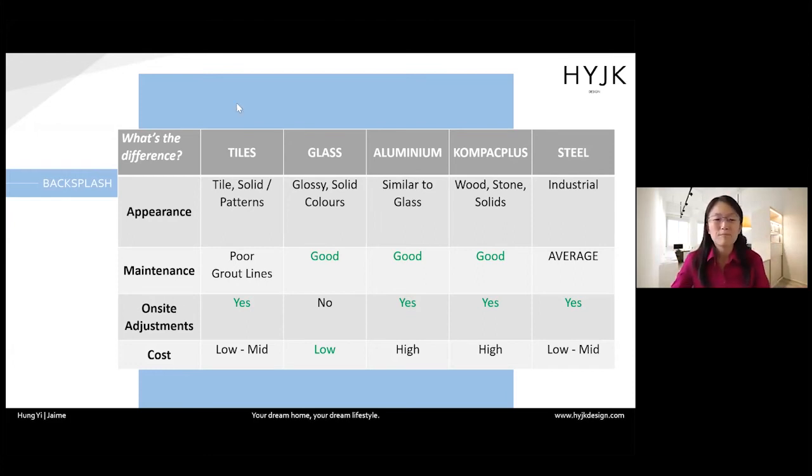Okay. So on-site adjustments. What I mean is that later on, what if you wanted to drill a towel bar to hang some kitchen towels, or you want to put a hook, or you want to have your dish drying rack, and you want to drill on something. This is what I mean by on-site adjustments. Is it something that you can do as an afterthought? Okay, for tiles, no problem.